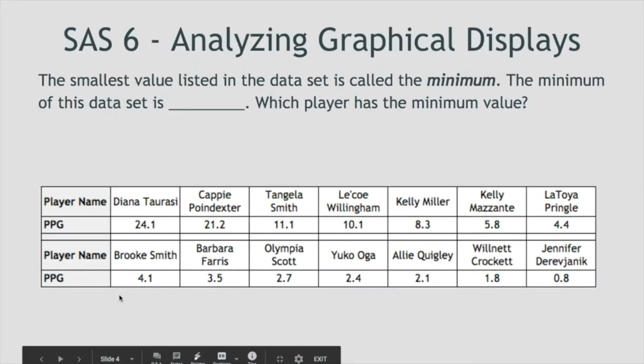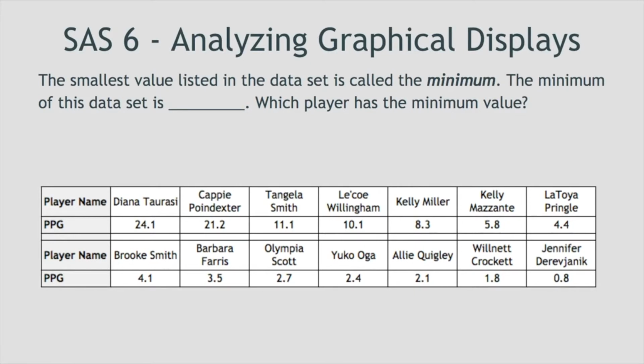All right, the smallest value listed in a data set is called the minimum. Now, most of you know what that means, but I write this down so that you can actually look at it and write it down in your notes so that you can have it for the test. Remember, we have cheat sheets for the test. The minimum of this data value set is what, and which player has the minimum value? So if we look, these are all in sequential order from the one with the most points per game to the ones with the least.